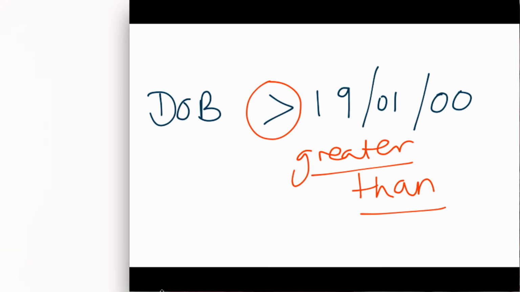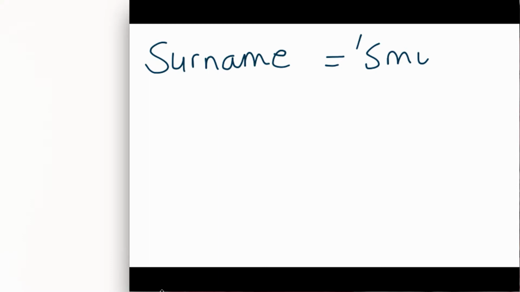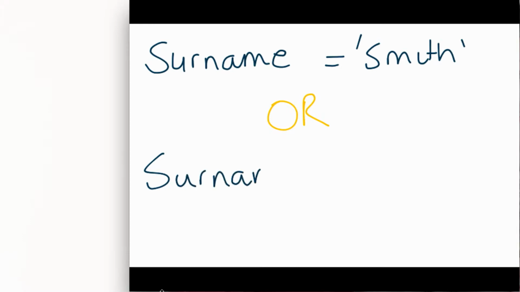Well, what about the or operator? What I might want to do here is search for all those students whose surname equals Smith, or surname equals Jones. What the OR operator will do is find data that is listed where either or both conditions are true. So for example, you are Smith or Jones.